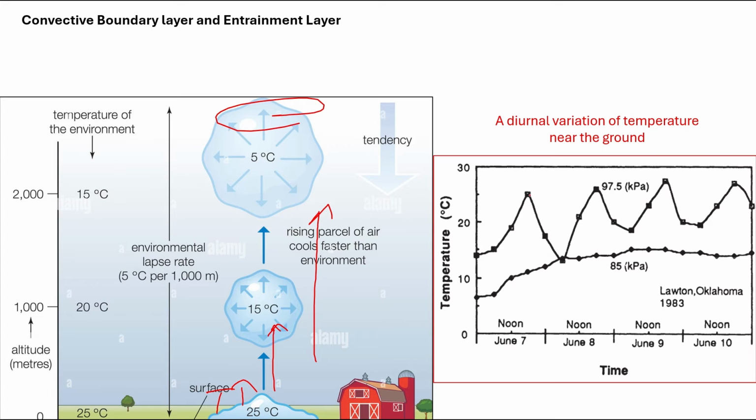And you see how the surface temperature varies over a week. They have mentioned two different pressures here, 85 kilopascal and 97.5 kilopascal. We know pressure is high near the surface and keeps reducing with altitude. So the high pressure is near the ground, and the 85 kilopascal is at some altitude. Near the ground, as you see, towards noon the temperature keeps increasing, then after sunset it drops to the minimum.